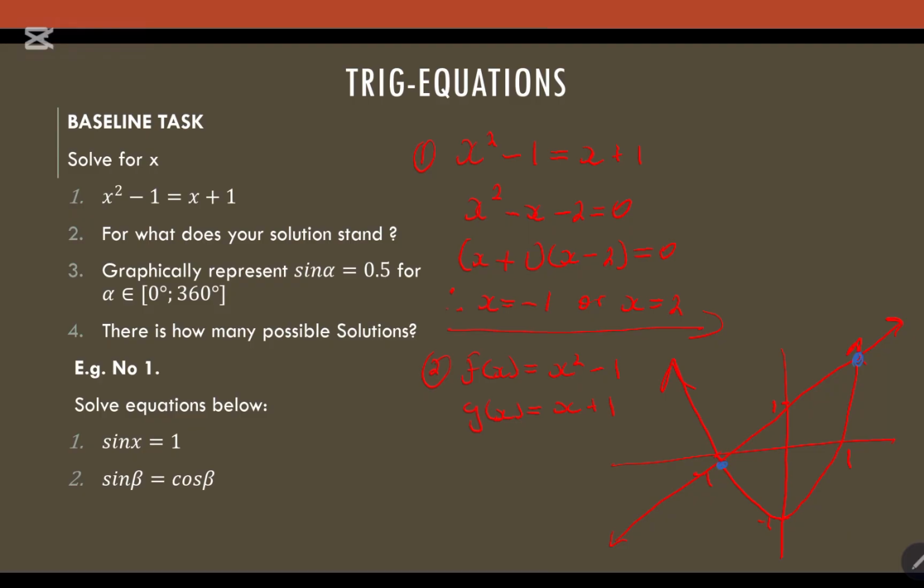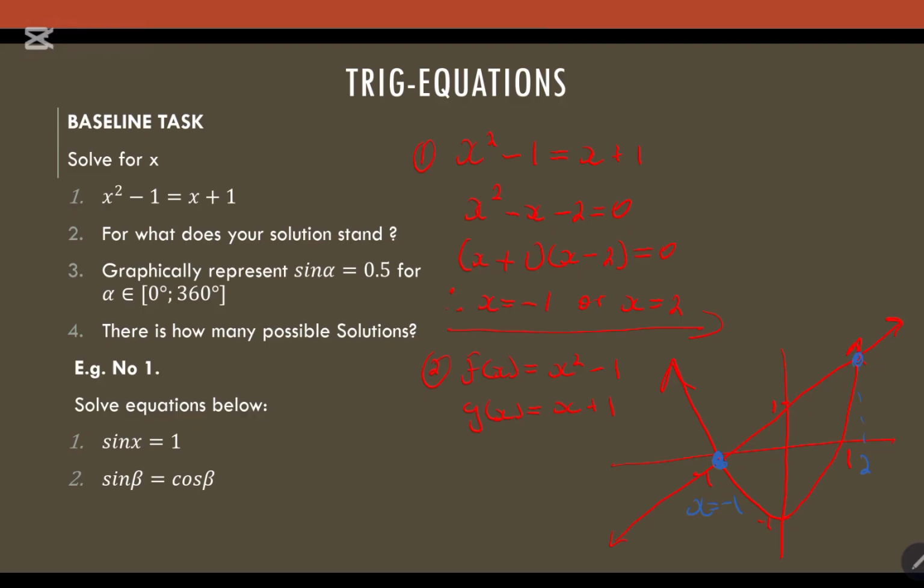What are the coordinates of this point of intersection? So this point is basically here on the x-axis. So the first one is x is equal to negative 1, and the other one is x is equal to 2. So these are the x-intercepts of those equations. Now let's go to question number 3.